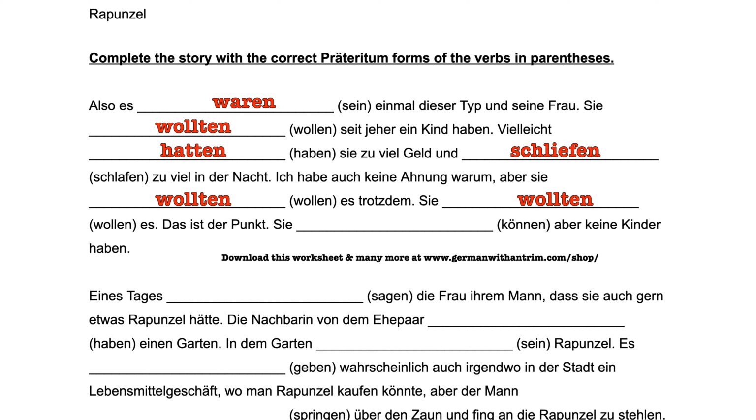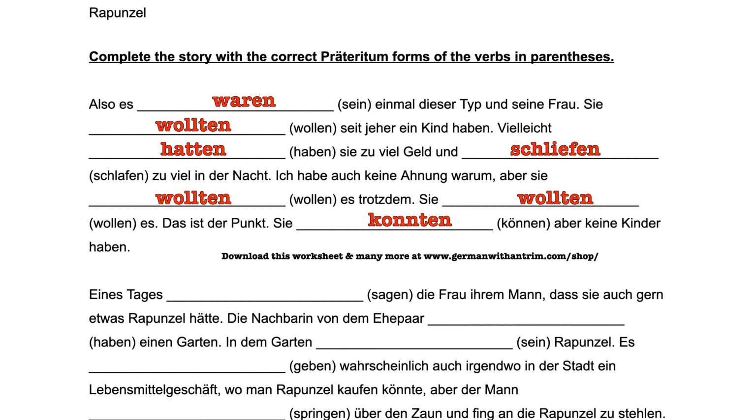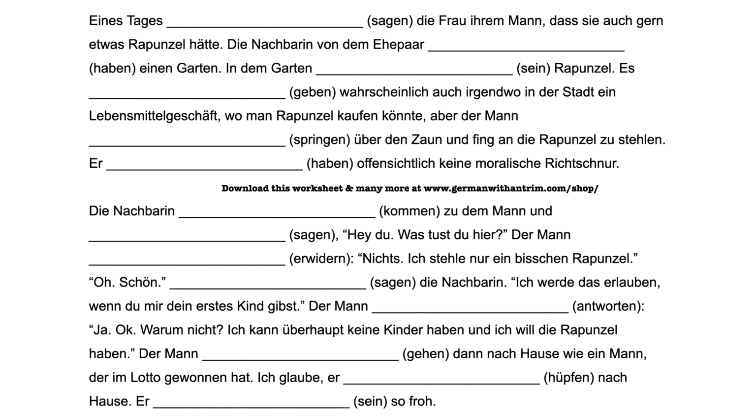"Sie," in a form of können, "aber keine Kinder haben." This time we again have the sie form, and the stem of können is konnte in this tense, and so we're going to change this to konnten for the sie form. "Sie konnten aber keine Kinder haben." They couldn't have any children, however.